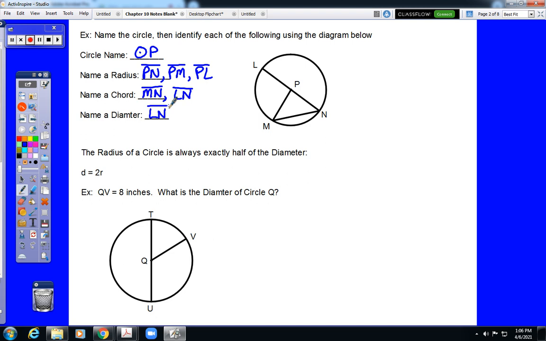So on your homework, you're going to be asked to name these things. You only need to give me one answer. It's like going back to when we were naming angles and such. Yeah? You only got to give me one correct answer. Everybody feel relatively comfortable that they can do that?